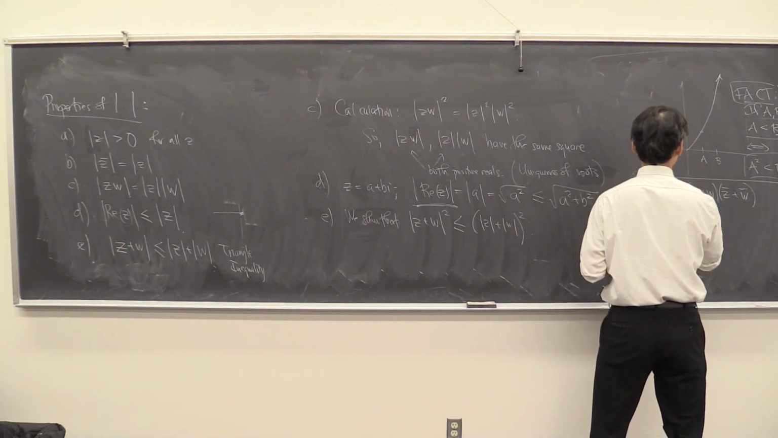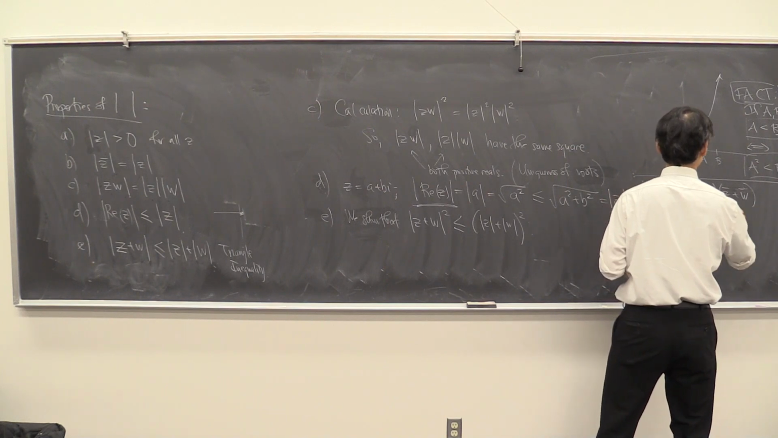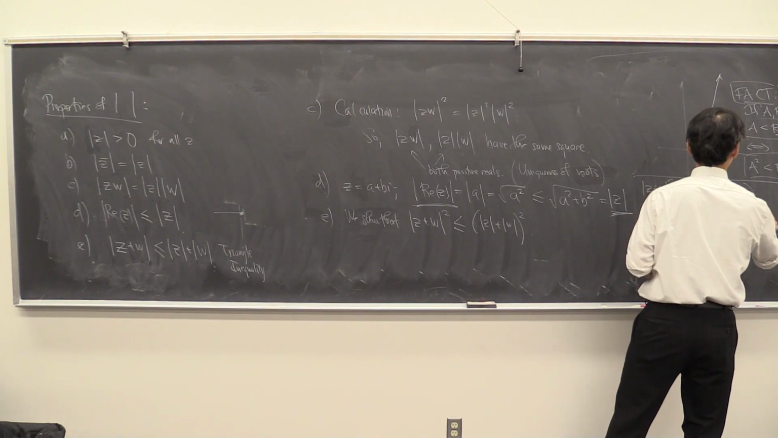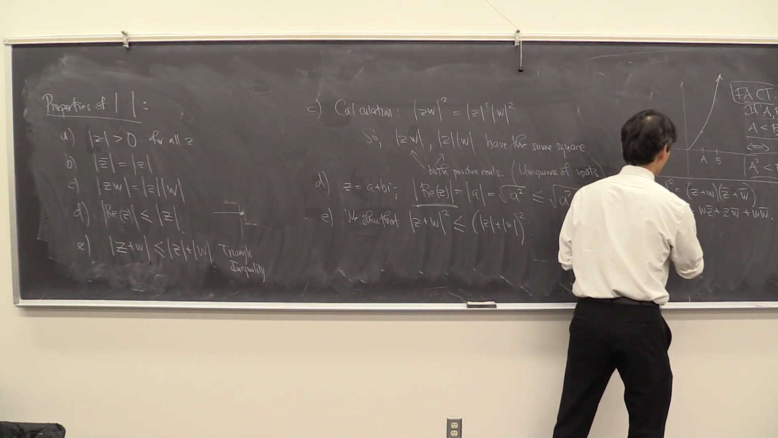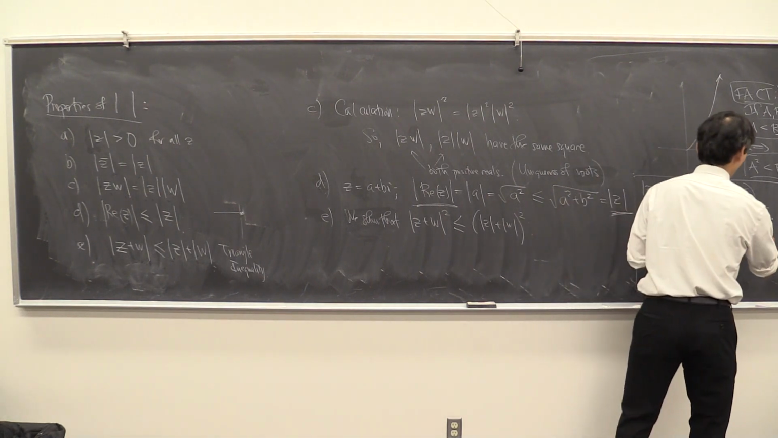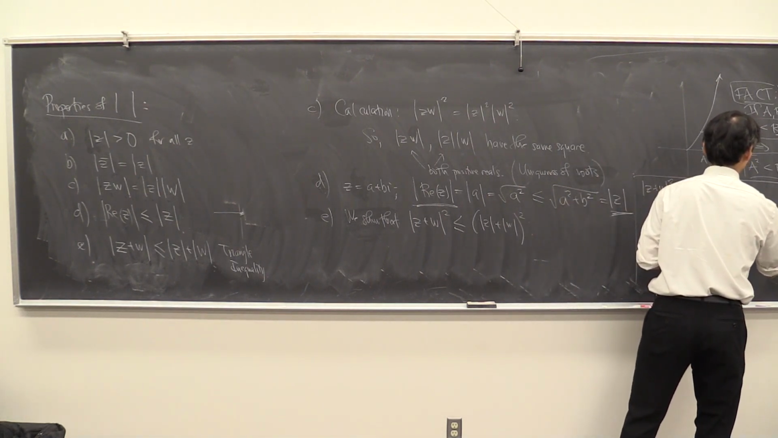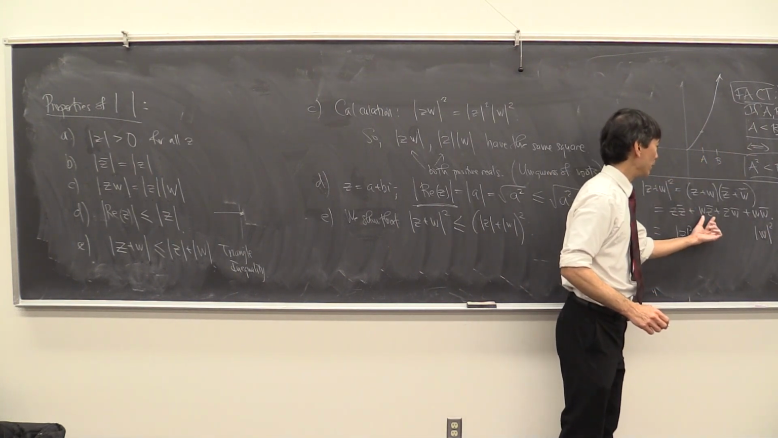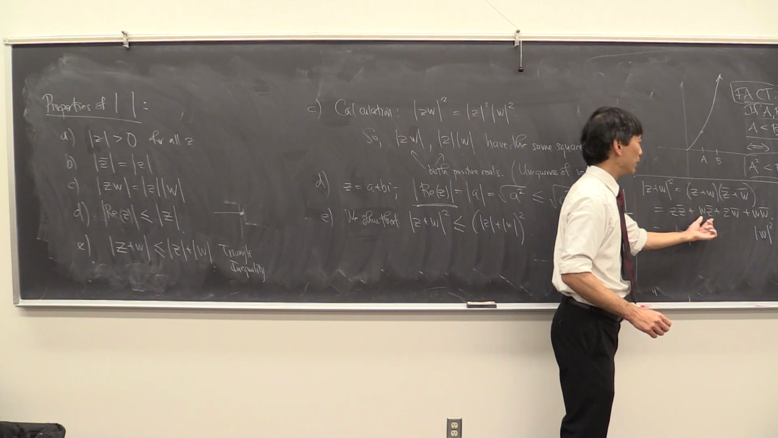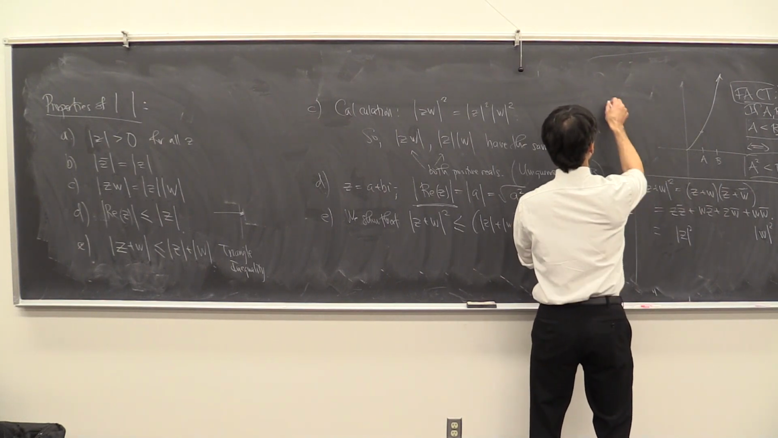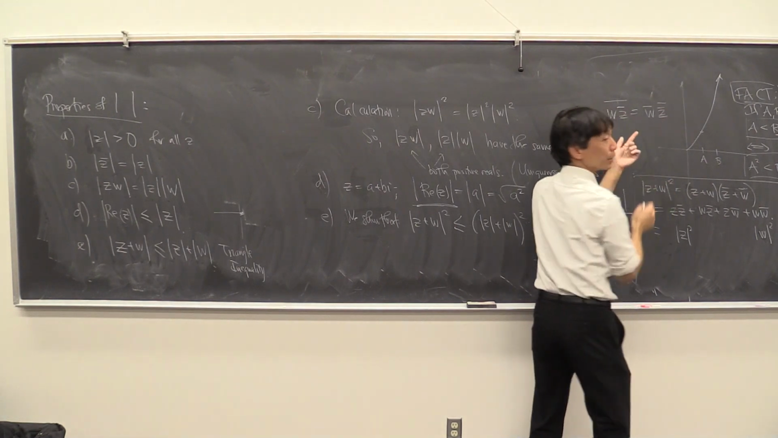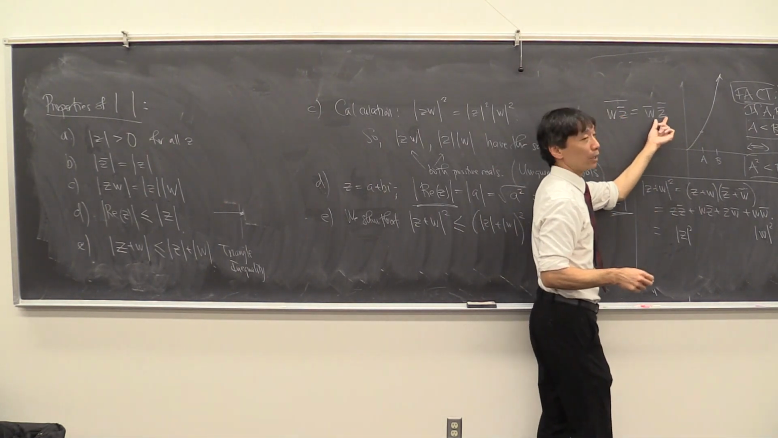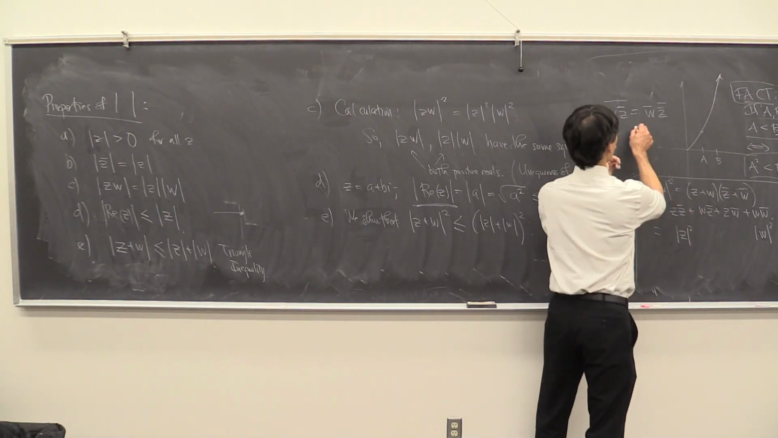What is that? That's z z bar plus w z bar plus z w bar plus w w bar. Well, z z bar is just the modulus squared, and w w bar is also modulus squared. Then we have these other terms, w z bar plus z w bar. But what's the conjugate of w z bar? It's w bar z. Since z conjugate means you flip it and then flip it back, that's just z.